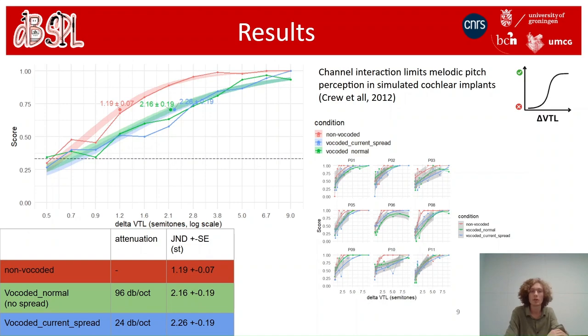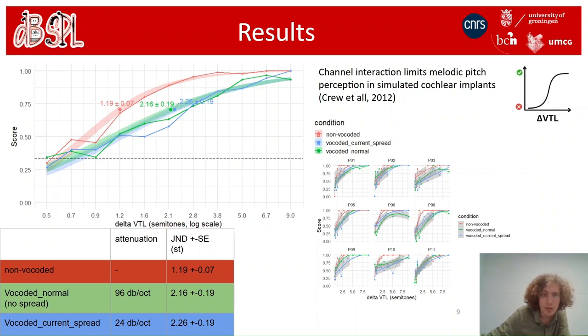These are the results. For non-vocoded speech, we can see that it's very much different from the vocoded speech, and we see about a 1 semitone difference. However, for the two vocoded conditions, we actually don't see a difference, and this can be explained. In Crew et al., we find that if you want to simulate current spread, 24 dB per octave is considered very mild current spread. A medium amount of current spread would need about 12 dB per octave, and very aggressive would be 6 dB.